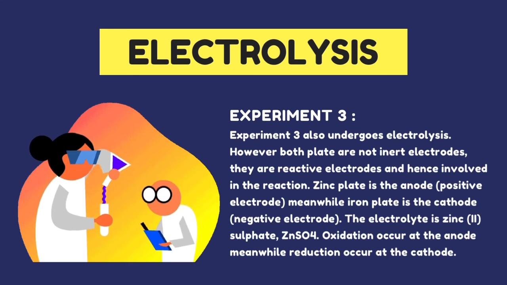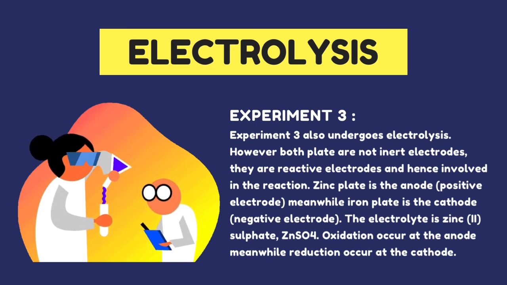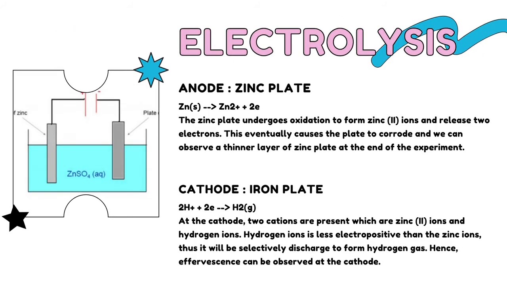I always remember the abbreviation CAR and AUTO, which tell us that the first and final letters signify cathode reduction and anode oxidation respectively. Let's have a closer look at the diagram. At the anode, which is the left side of the diagram, the zinc plate undergoes oxidation to form zinc 2 ions and release 2 electrons. Remember this: OIL, which means oxidation is losing electrons, and RIG, which means reduction is gaining electrons.